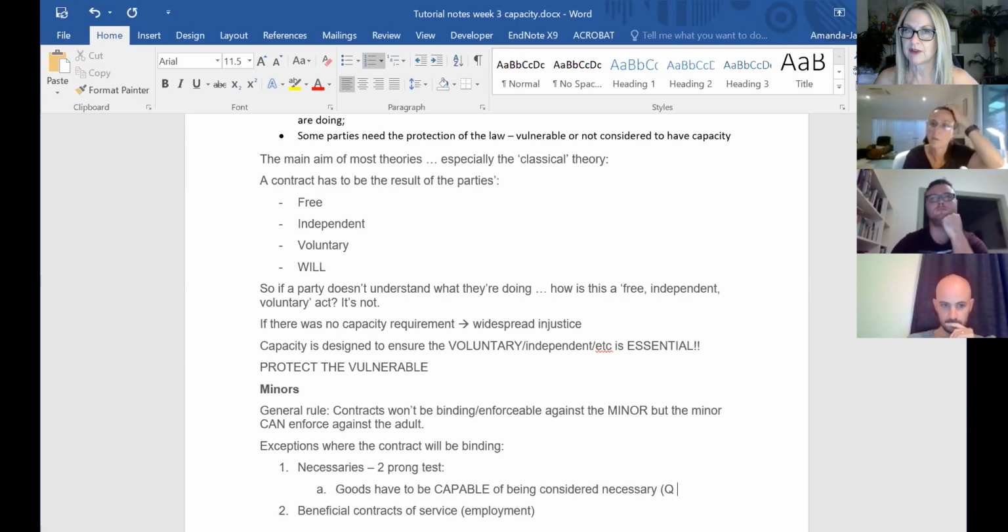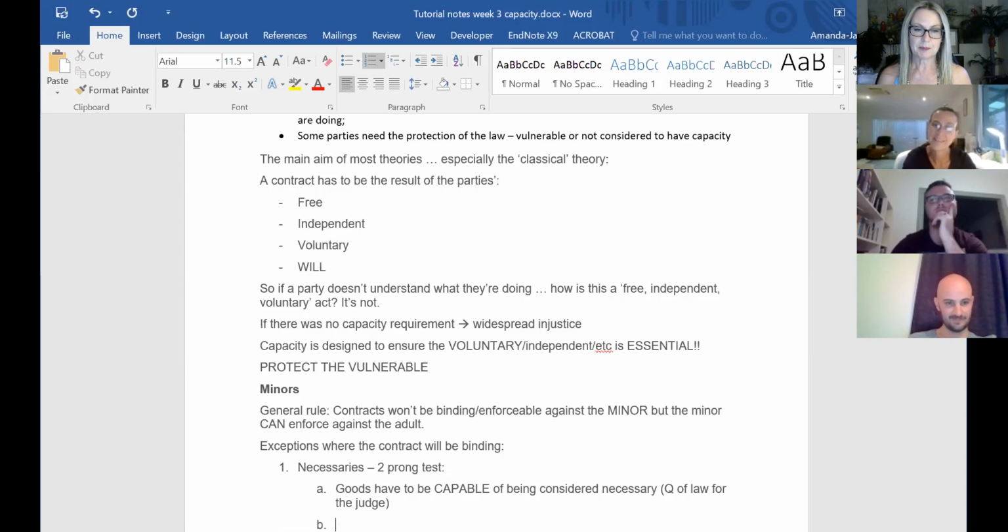Question of fact or law? Tammy Lee was going to have a punt there. Go on. Say it with confidence. It's law. Better to be wrong and really confidently wrong. Question of law for the judge. So they have to say, what is this kind of thing? Is it one of the class of kinds of thing that are capable of being considered a necessary? The onus is on the person trying to unpick the contract for lack of capacity.